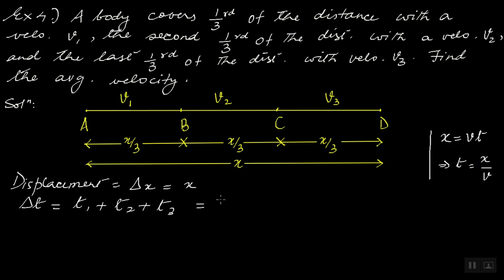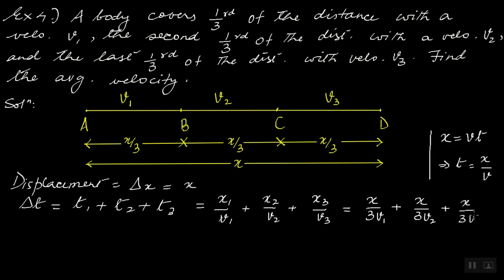So what is t1? T1 here will be x1 by v1. T2 will be x2 by v2, and this will be x3 by v3. Okay, but what is x1 here? X1 here is x by 3. X1 means the distance from A to B, that is x by 3, and v1 is, let's call it v1 only. Similarly, x2 here is the distance from B to C, that is x by 3, v2, and x3 here is the distance from C to D, which is x by 3, v3.